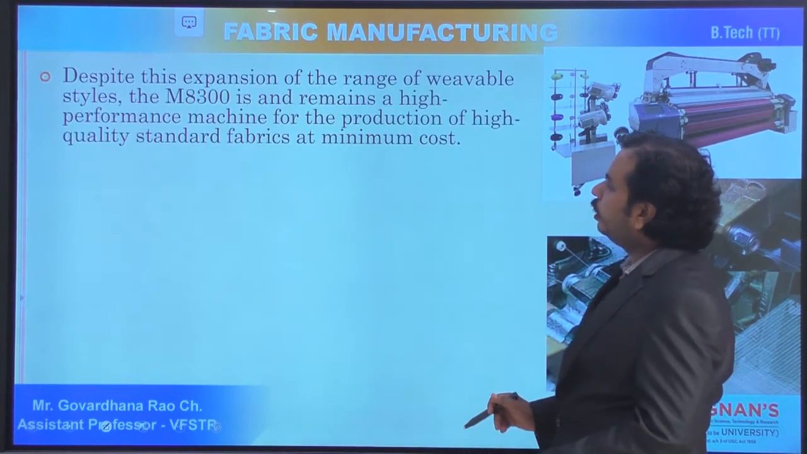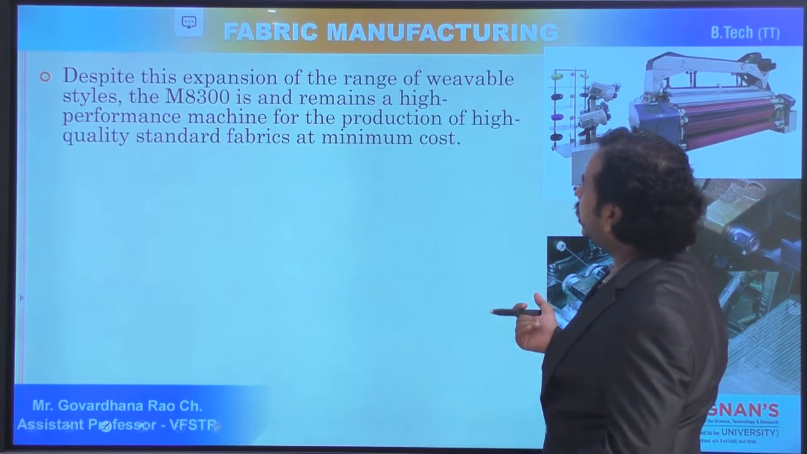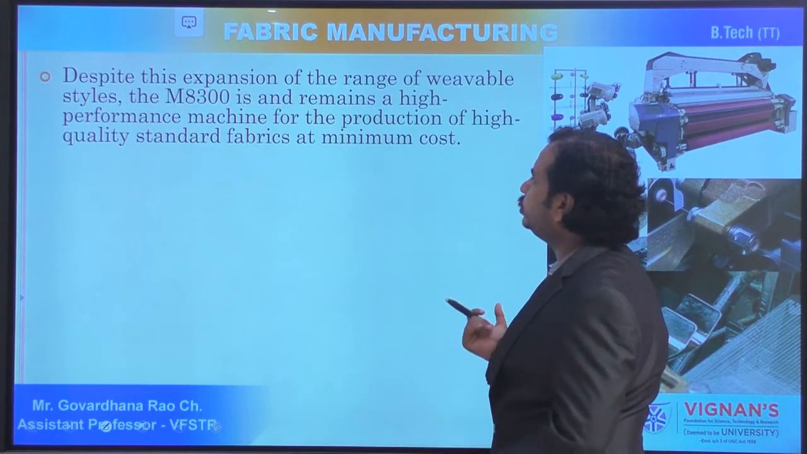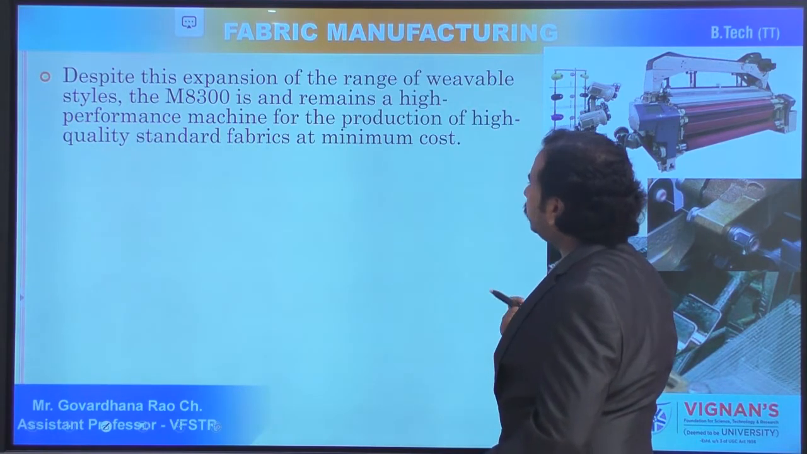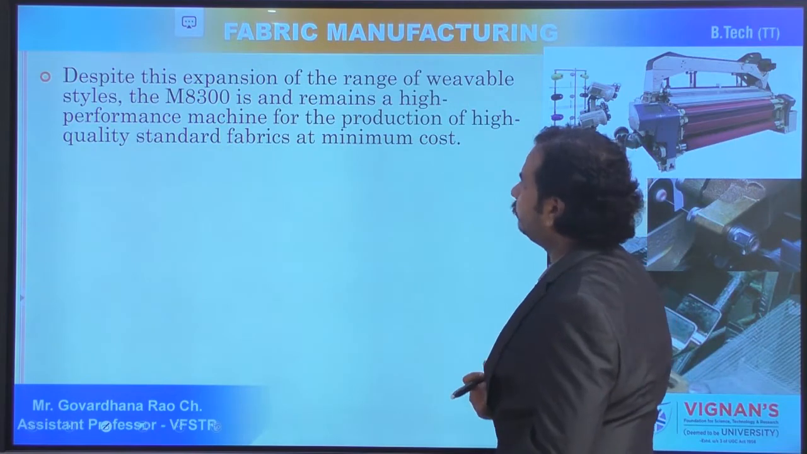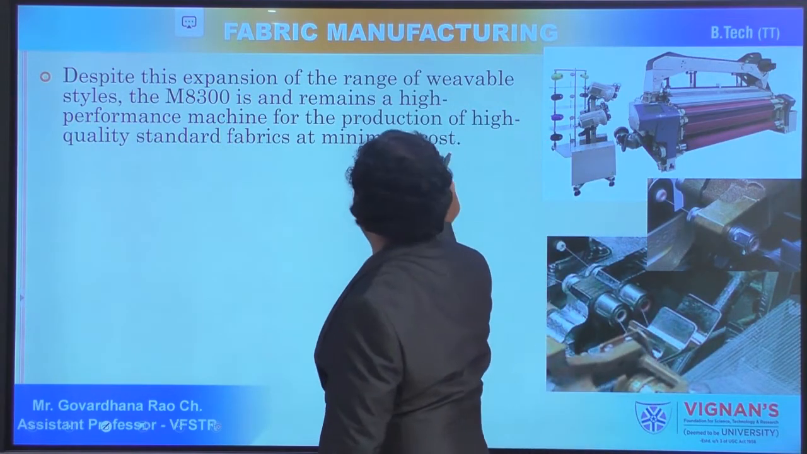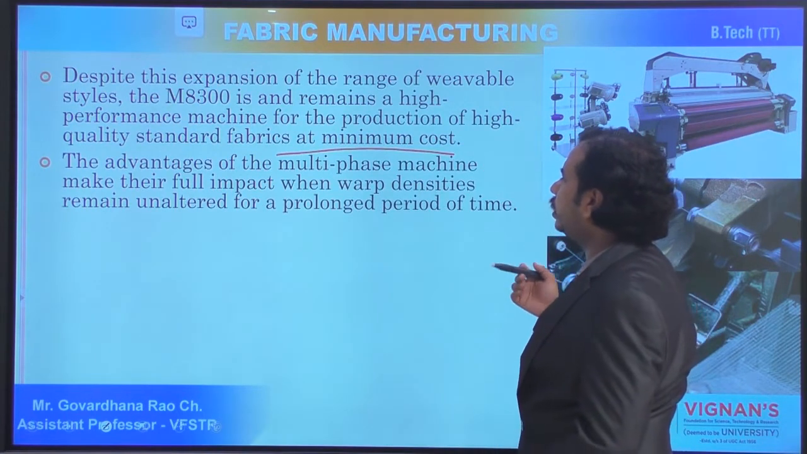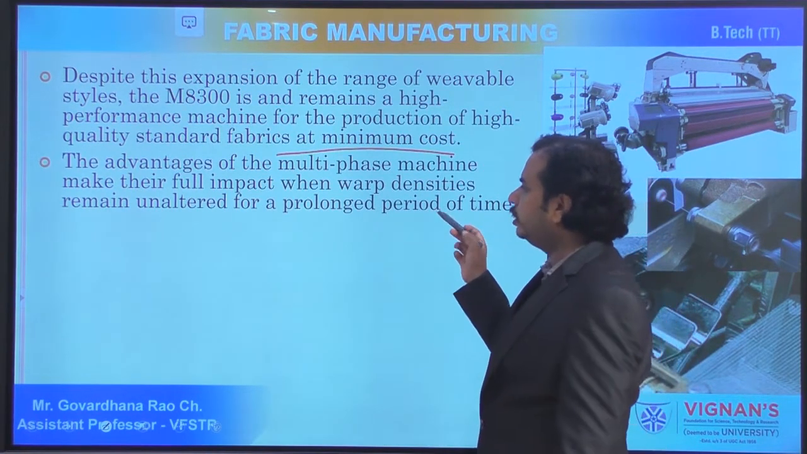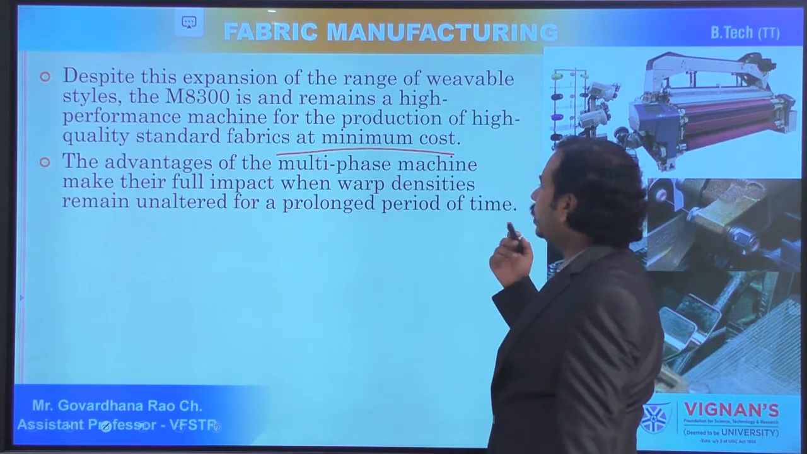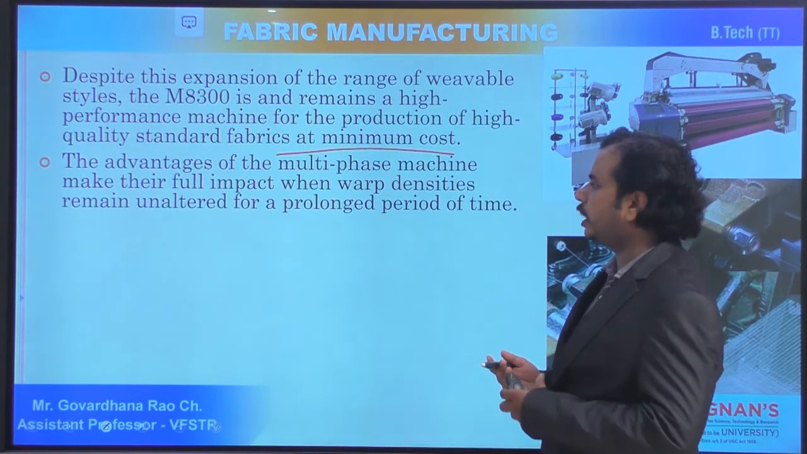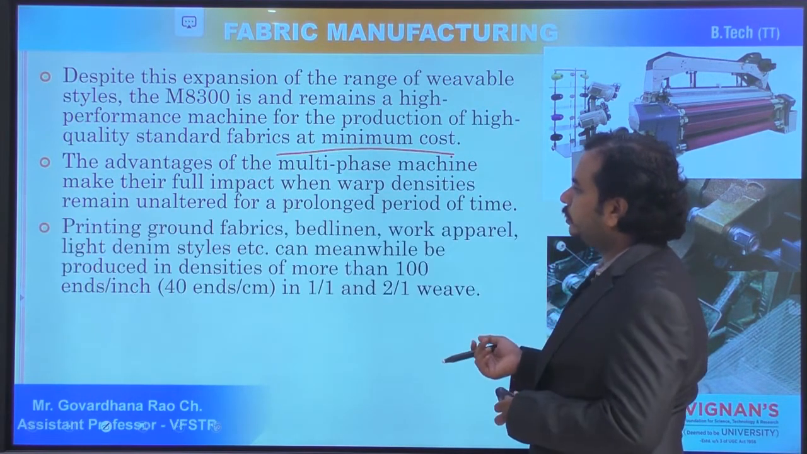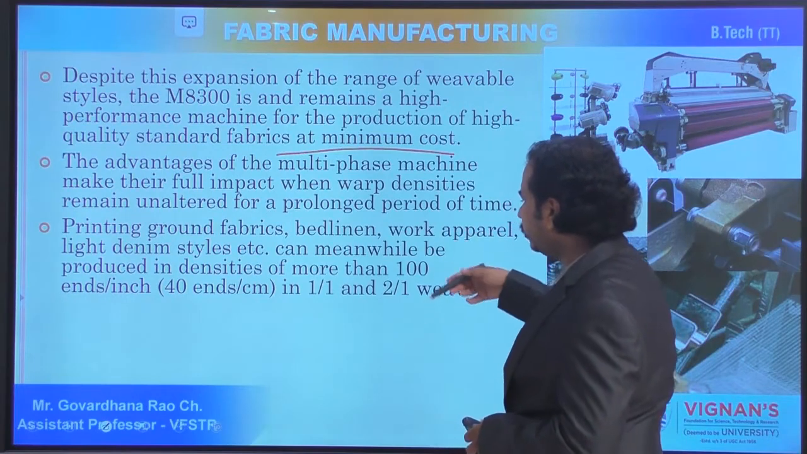Okay. Now, despite this expansion of the range of weaving styles, the M8300 is and remains a high performance machine for the production of high quality standard fabrics at minimum cost. These are some of the advantages, and the advantages of multiphase weaving machines make their full impact when warp densities remain unaltered for a prolonged period of time.